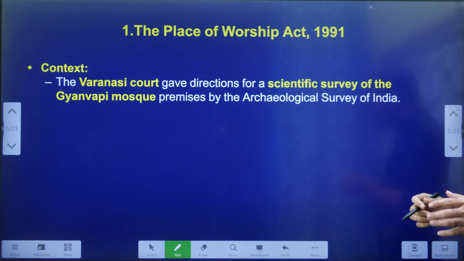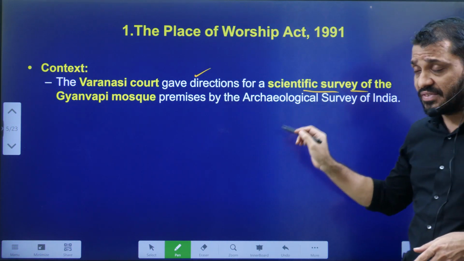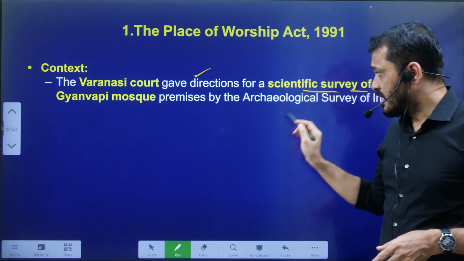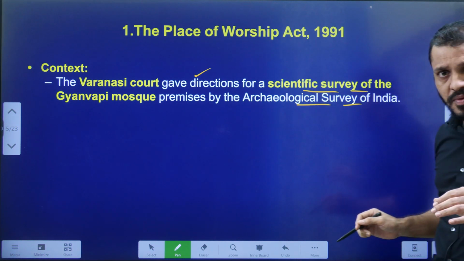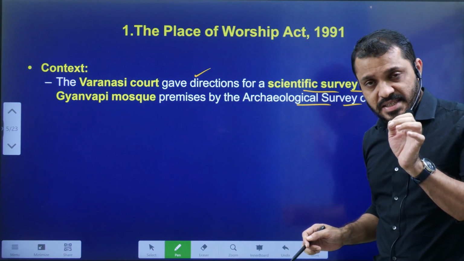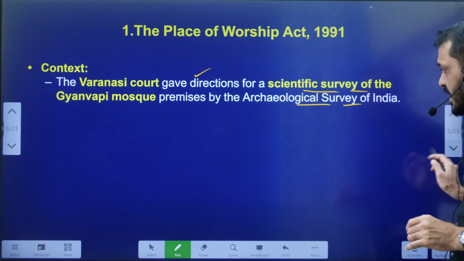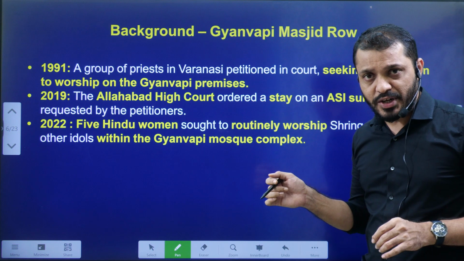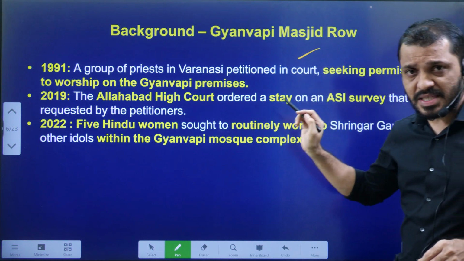First, the context. The Varanasi Court gave direction regarding the scientific survey of Gyanvapi by the Archaeological Survey of India. Like I said earlier, here you are talking about the Varanasi District Court, the place is the Gyanvapi Masjid, and the organization involved is the Archaeological Survey of India. Regarding the Archaeological Survey of India, we will discuss it at the end of the video. Next, the background of the Gyanvapi Masjid case.